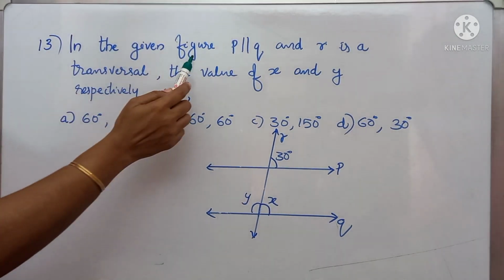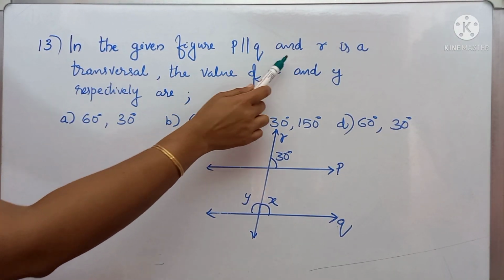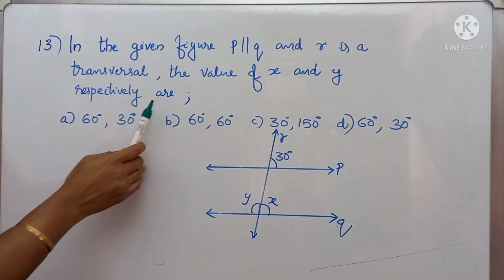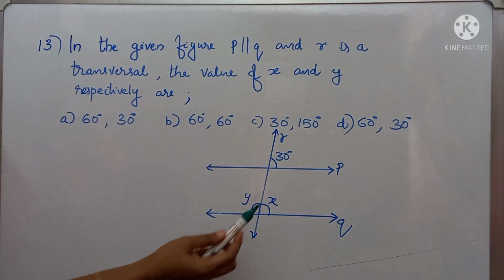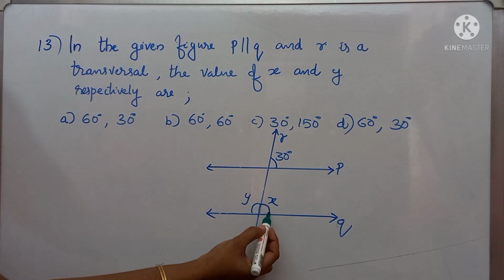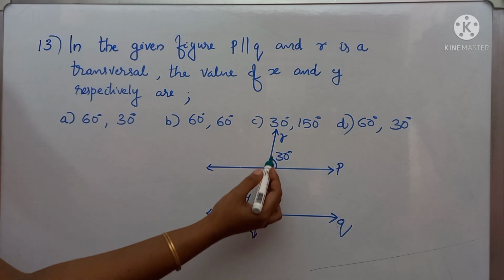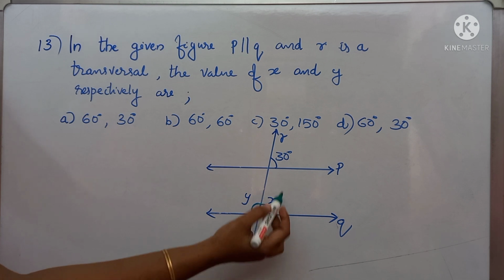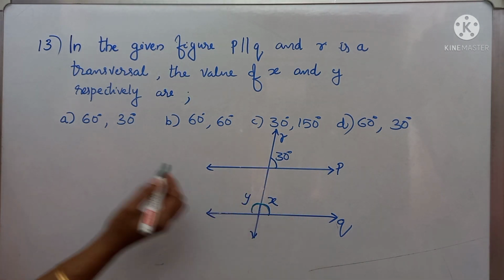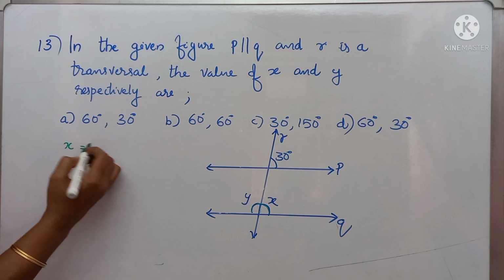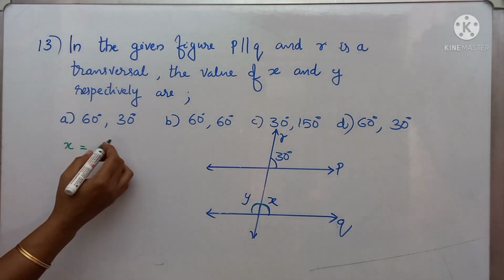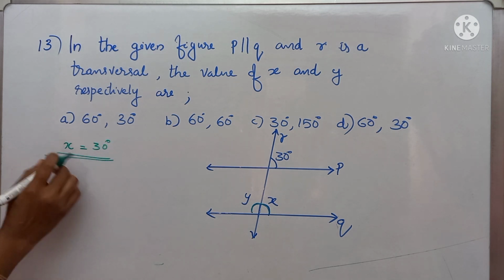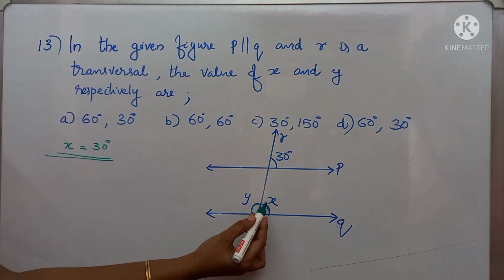Question number 13. In the given figure, P is parallel to Q and R is a transversal. The values of X and Y respectively are, look at this figure, we can see X and Y are linear pairs. And also here these two lines are parallel and R is the transversal. Here X and 30 degrees are corresponding angles. We know that if two parallel lines are cut by a transversal, the corresponding angles are equal. So definitely we will get X equal to 30 degrees. And we have to find the value of y.